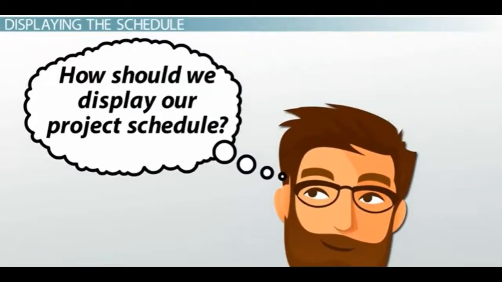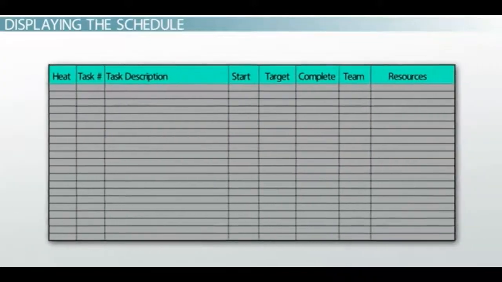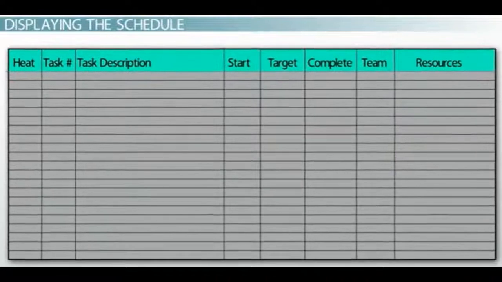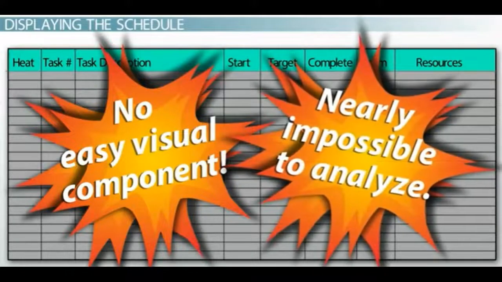The simplest method of displaying a project schedule is with a task list. A task list is a simple listing of the project's tasks, associated start and completion dates, and resources assigned to each task. Many project managers successfully use an Excel spreadsheet for this purpose. However, a task list has limitations. It has no easy visual component that conveys the overall schedule at a quick glance, and it's nearly impossible to analyze the schedule.